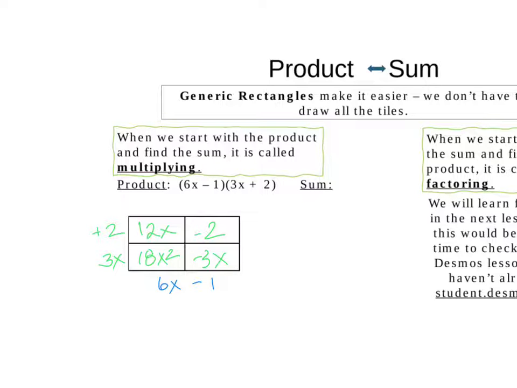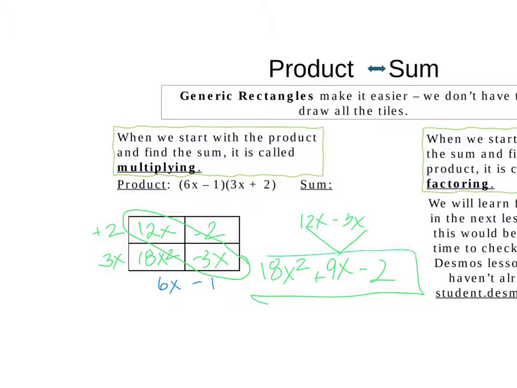So our sum is everything we've written inside here and a simplified expression of our x's. We have 12x minus 3x. 12 minus 3 is 9. So 9x, I'm going to put my 18x squared out in front, and I'm going to put my minus 2 behind. Here is our sum. And as you may recall, here is our product.